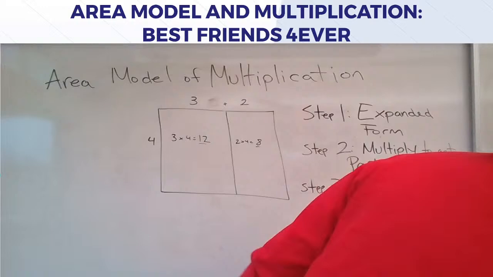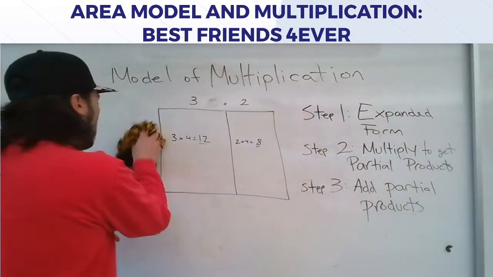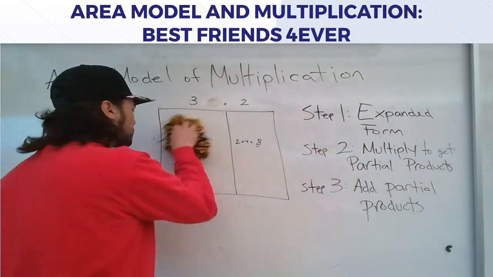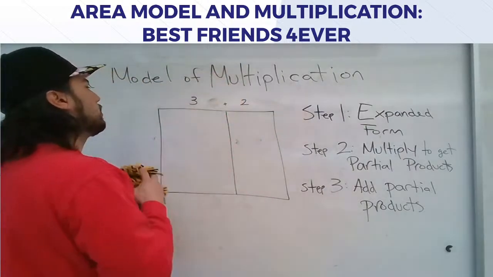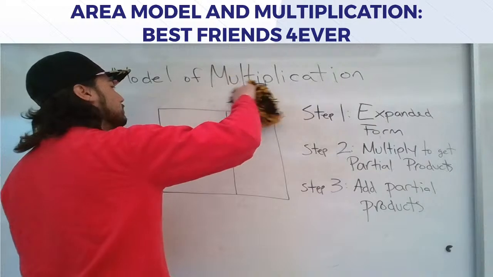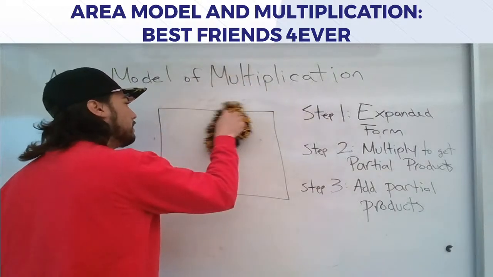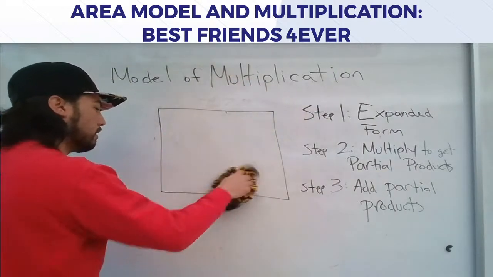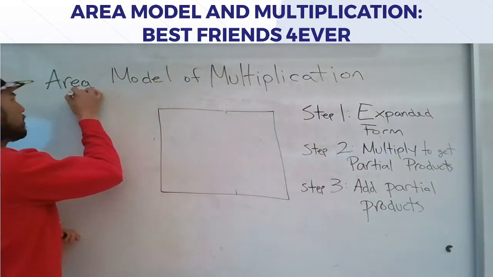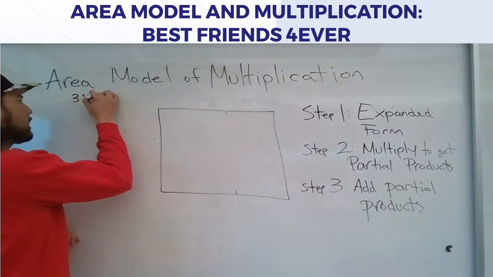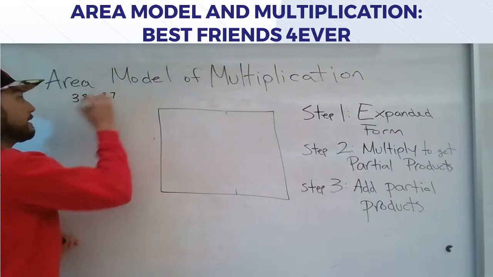So let's go ahead and watch. So this is the I do portion of the program, where we're going to use these 3 steps to find a larger multiplication unknown. So let's try 38 times 27, let's say.